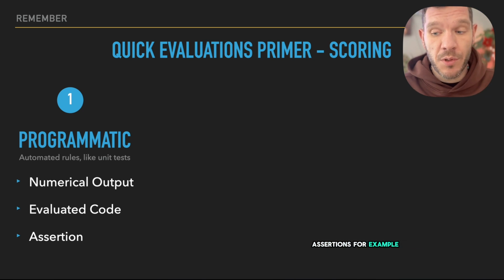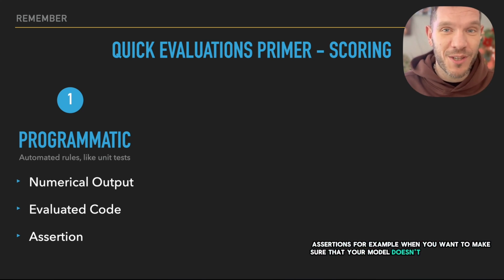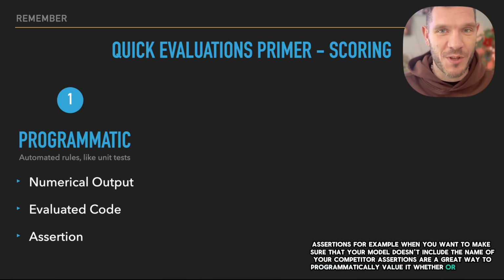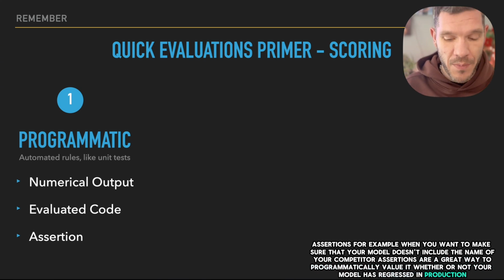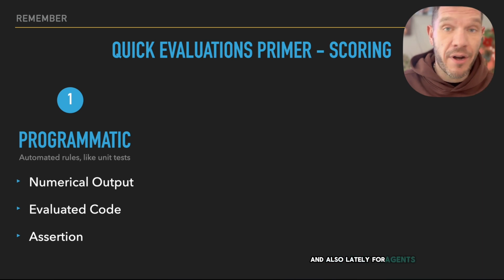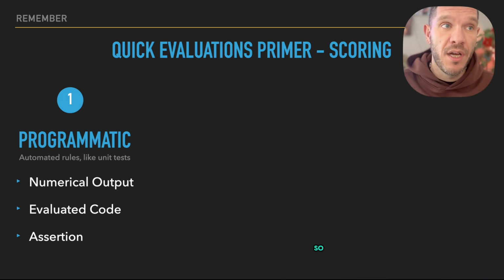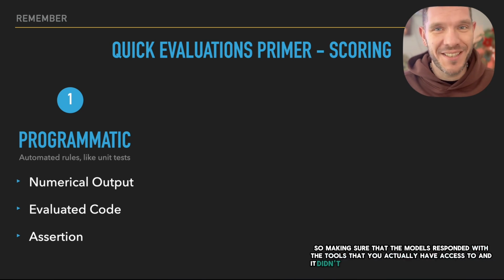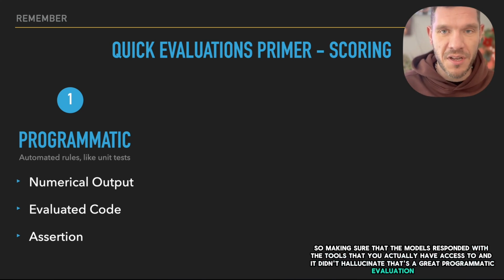Assertions. For example, when you want to make sure that your model doesn't include the name of your competitor, assertions are a great way to programmatically evaluate whether or not your model has regressed in production. And also, lately for agents, for example, tool use, right? So making sure that the models responded with the tools that you actually have access to and they didn't hallucinate, that's a great programmatic evaluation setup.